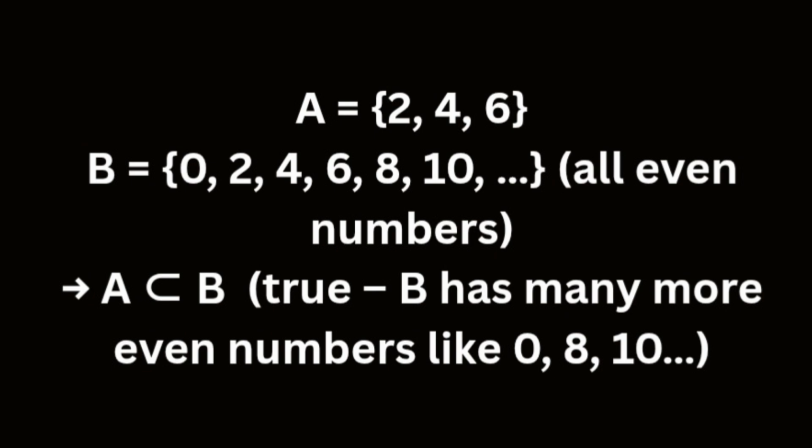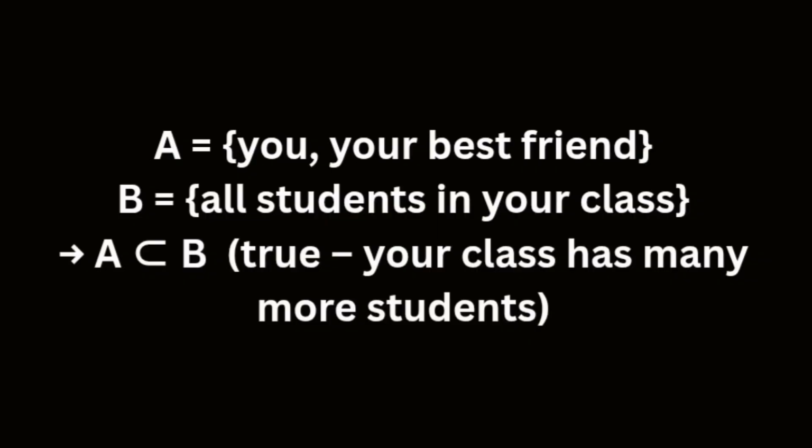The second example, even numbers. Set A: 2, 4, 6. Set B: 0, 2, 4, 6, 8, 10, or all even numbers. A is a proper subset of B is true because B has many more even numbers like 0, 8, and 10. The third example, your classroom. Set A: you and your best friend. Set B: all students in your class. A is a proper subset of B is true because your class has many more students.